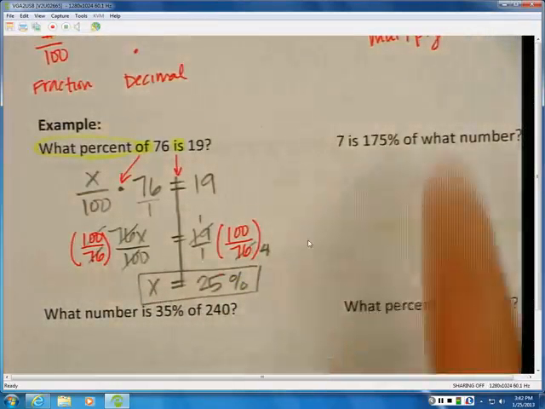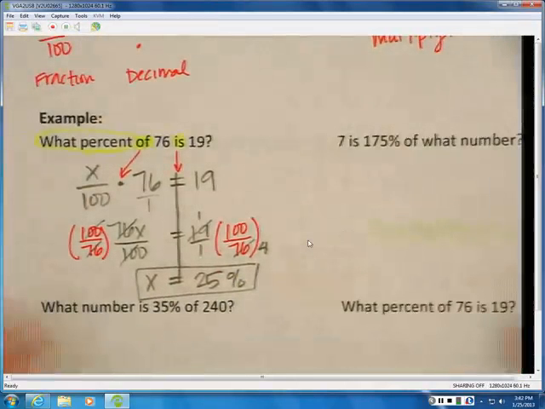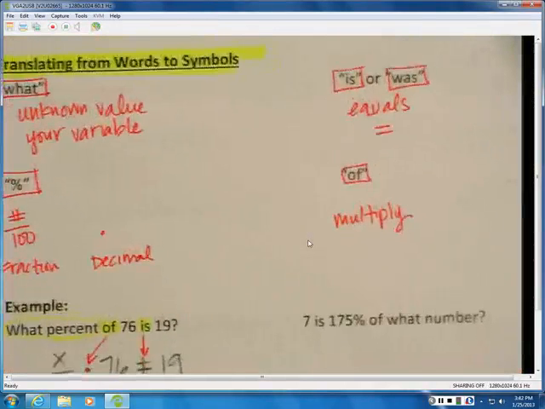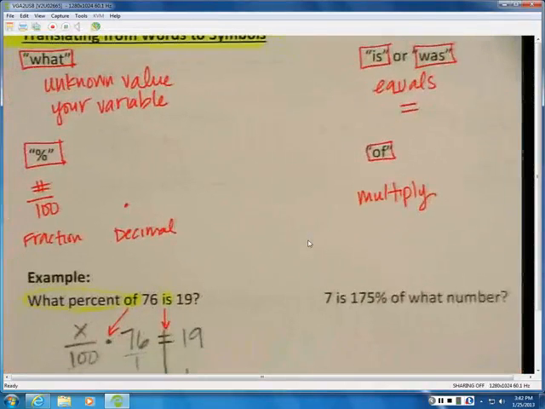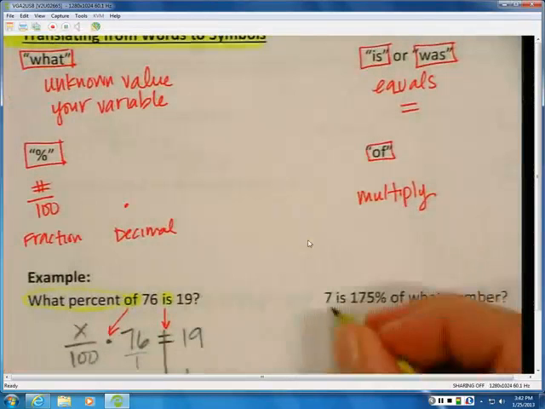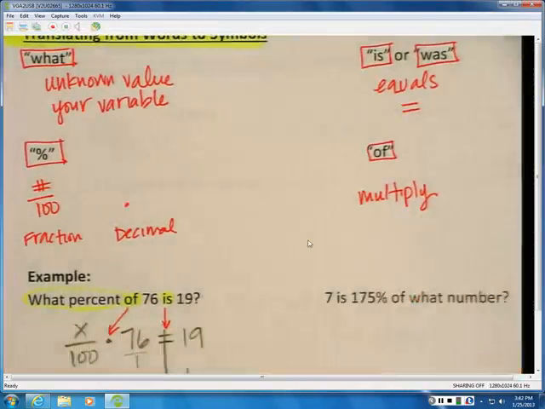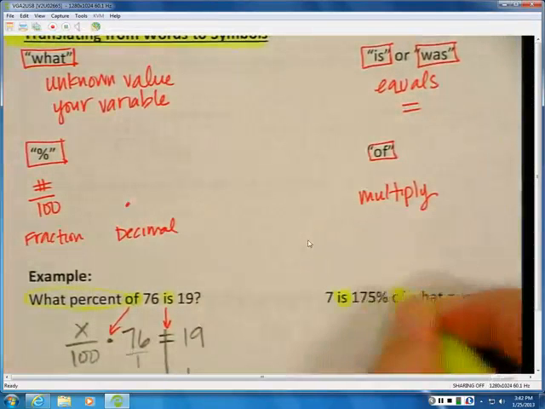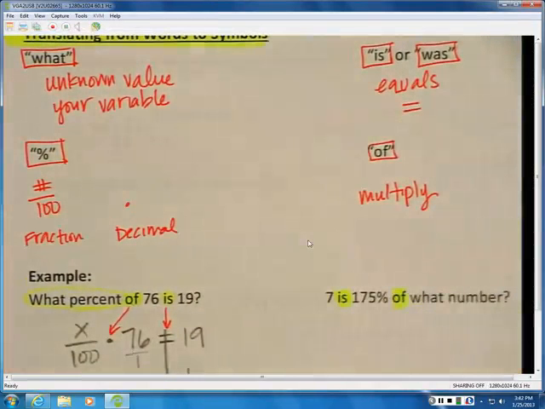All right, I'm going to diagram one more for you, and then I'm going to have you do the last 4 on your own. Let me slide this down so we can look at our keywords here. 7 is, I'm going to highlight my keywords. I know is means equals. I know of means multiply. And then here, it's not what percent, it's what number.